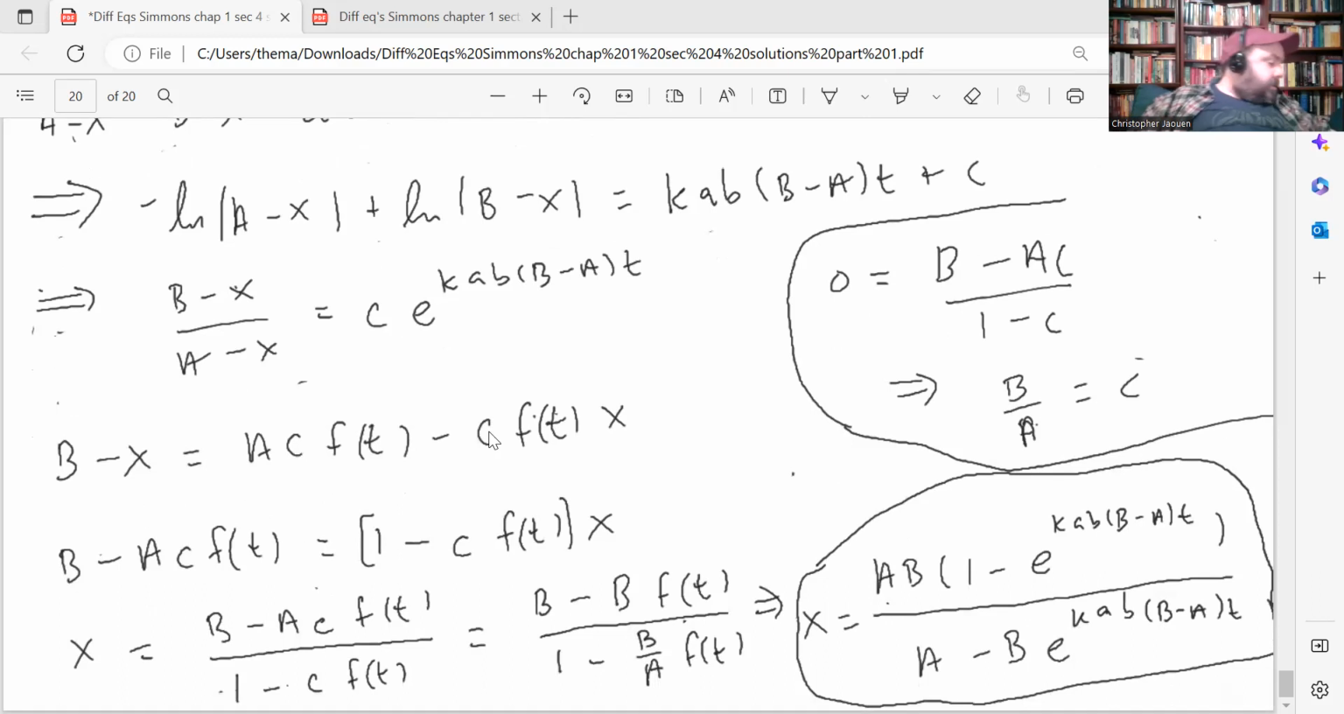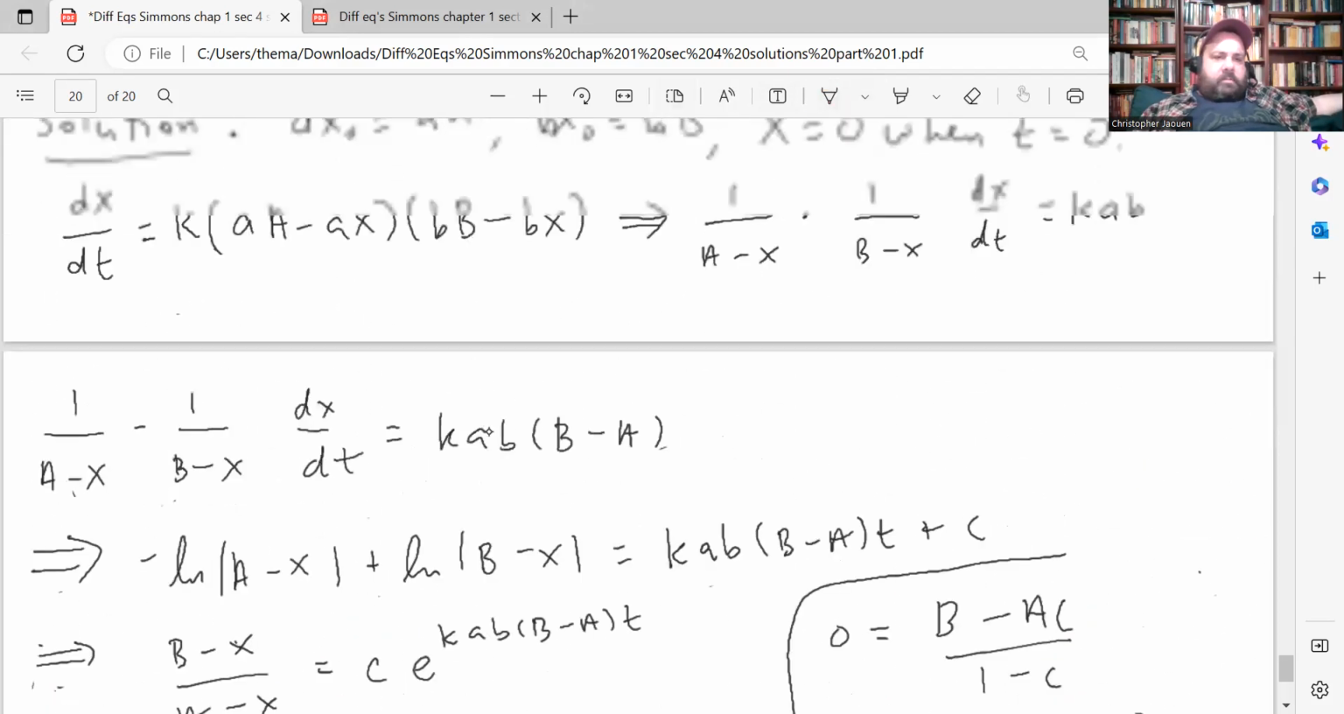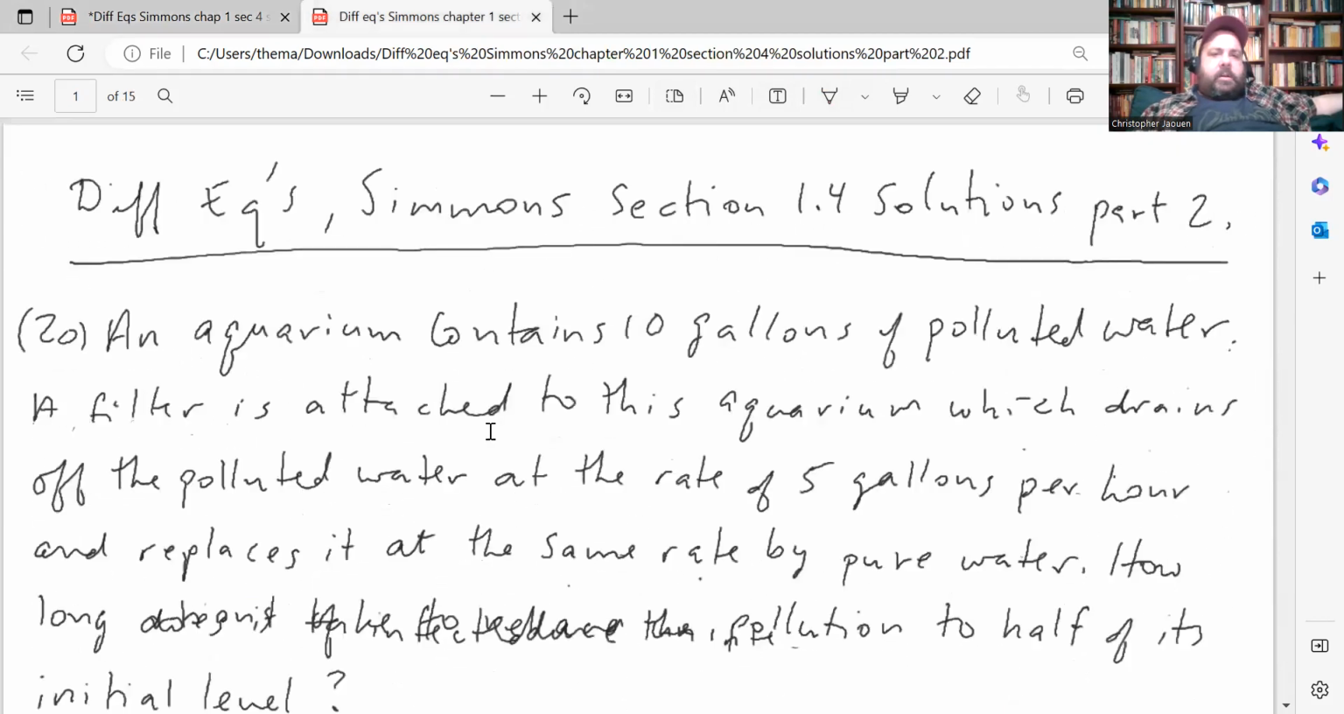Where's my pen again? Okay. When you solve for x, you get this expression here. And then you can solve for the constant c, and when you do that, you get the actual formula for the second order reaction. All right, let's see. That's question number, I already forgot what number it was. 16. All right, going on.